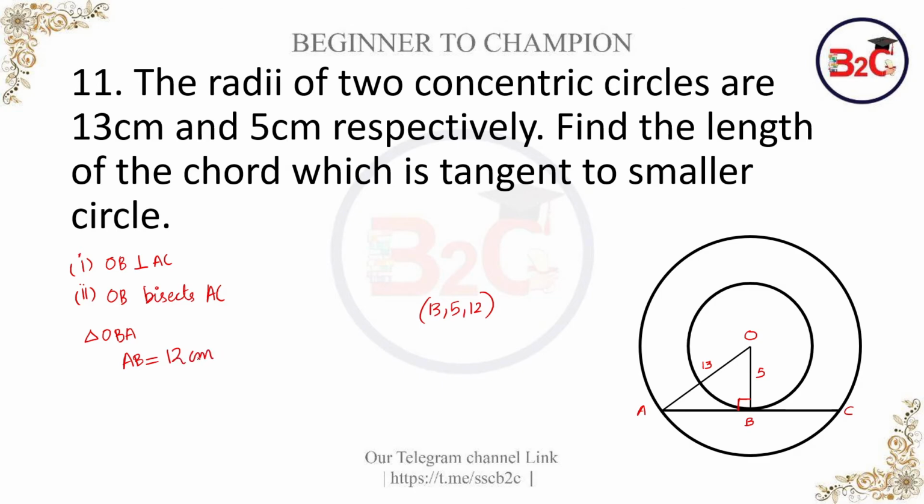Okay, 12 centimeter. So if AB is equal to 12 and OB bisects AC, then BC will be equal to AB, right? So BC also will be 12 centimeter. So this implies that the chord AC, which is a tangent to the smaller circle, is equal to 12 plus 12, 24 centimeter in length. This is the answer to this question. Okay, now let's go to the next one.